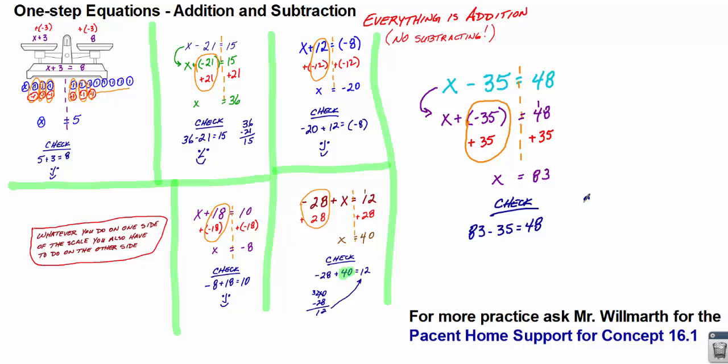So 83, take away 35. We have to borrow from the 8. That's a 7. 13. 13 take away 5 is 8. 7 take away 3 is 4. There's our 48. Super yay for us.